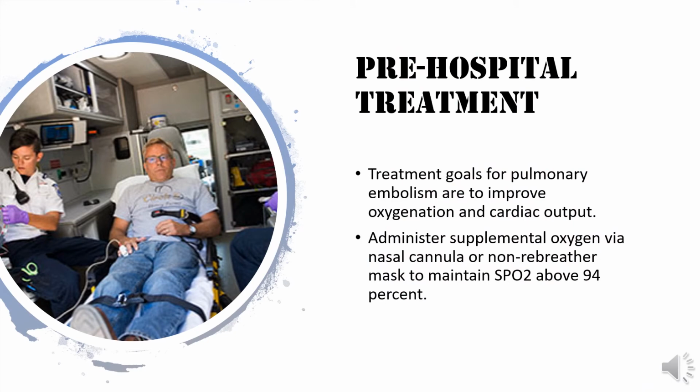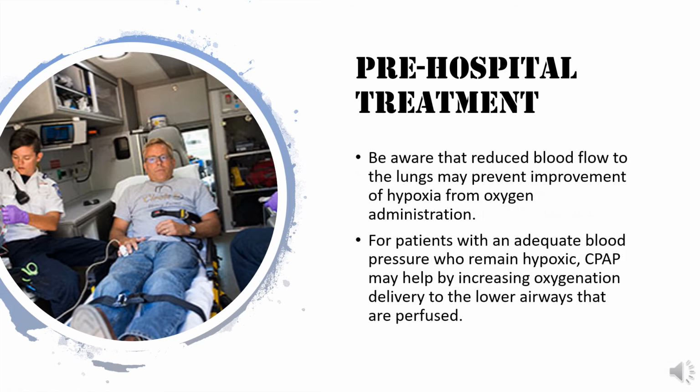Pre-hospital treatment. Treatment goals for pulmonary embolism are to improve oxygenation and cardiac output. Administer supplemental oxygen via nasal cannula or non-rebreather mask to maintain SpO2 above 94%. But be aware that reduced blood flow to the lungs may prevent improvement of hypoxia from oxygen administration. For patients with adequate blood pressure who remain hypoxic, CPAP may help by increasing oxygen delivery to the lower airways that are perfused.